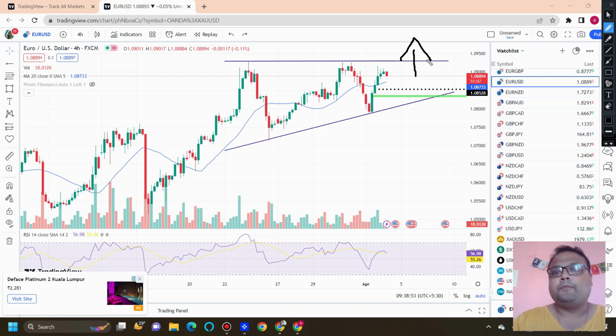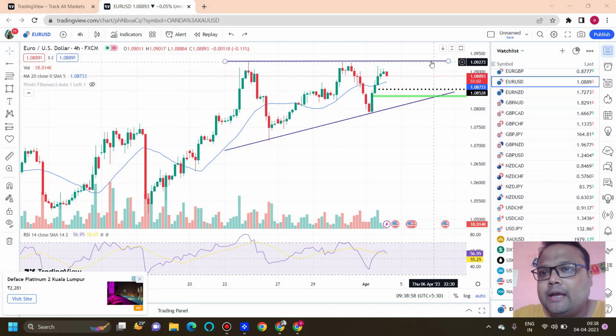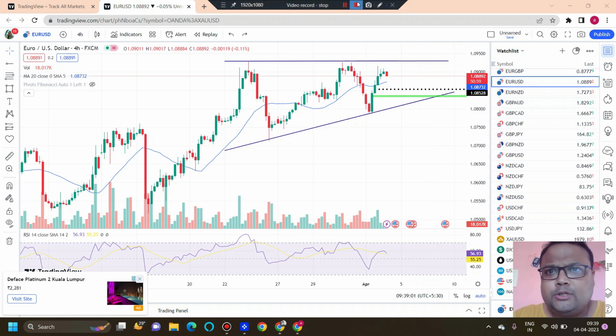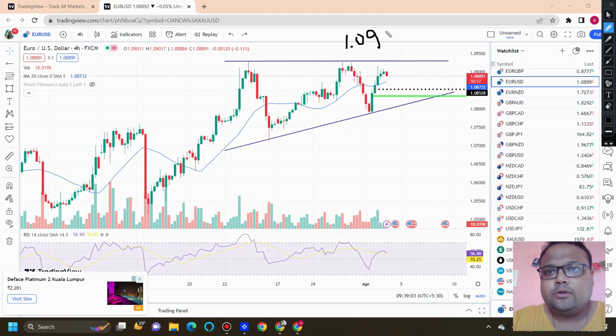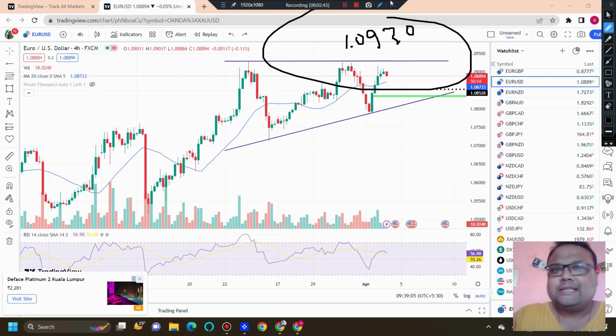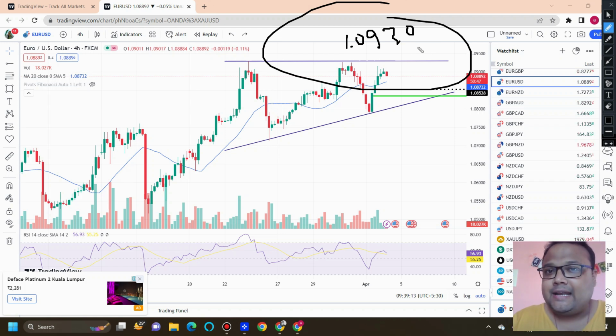On the chart of euro dollar, we have a resistance at the top, and the resistance is 1.0930, or around this level. Sellers are present and they are not allowing the market to go up, but the buyers are also very adamant and not ready to surrender, because whenever the market is coming down, they are not breaking the previous low. It shows the intention of the buyers, the adamancy of the buyers to take the market up.